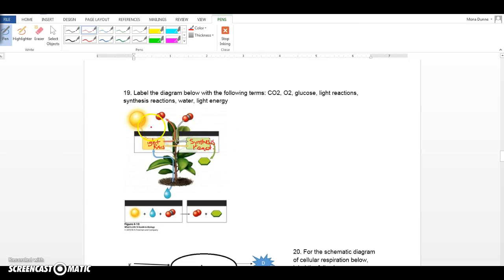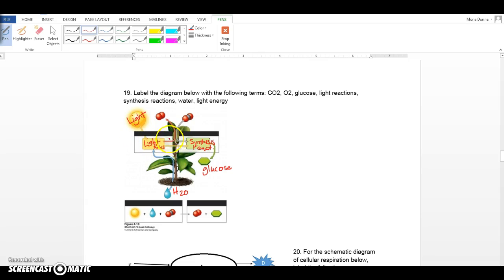All right, and most obviously the light reactions involve light. So here's the sun right here, we'll label that. And the synthesis reactions, the thing that is being synthesized here is glucose. All right, now let's go into what these molecules are here. And so this, fairly obviously, is water.